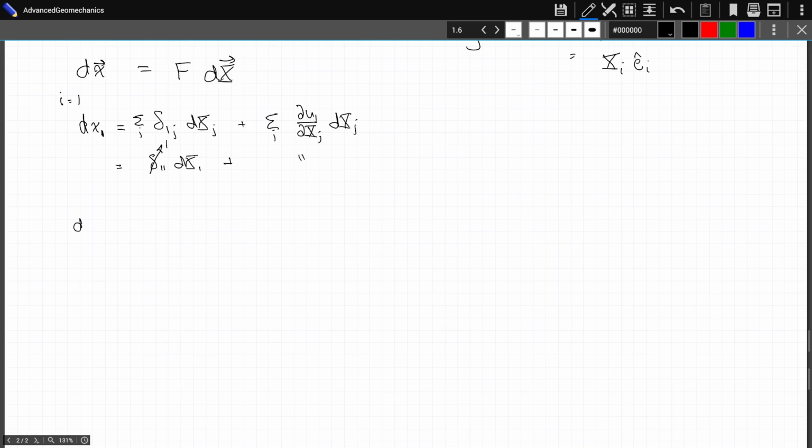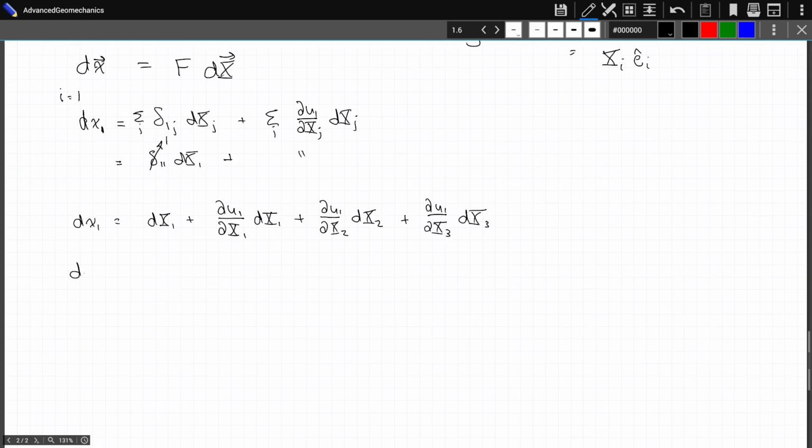So with that in mind, now I'm going to write out all three equations, okay? So let's start over here. dx1 equal to d big X1, now I'm going to expand the sum, and do it again for the next equation, right? So now i equals 2.